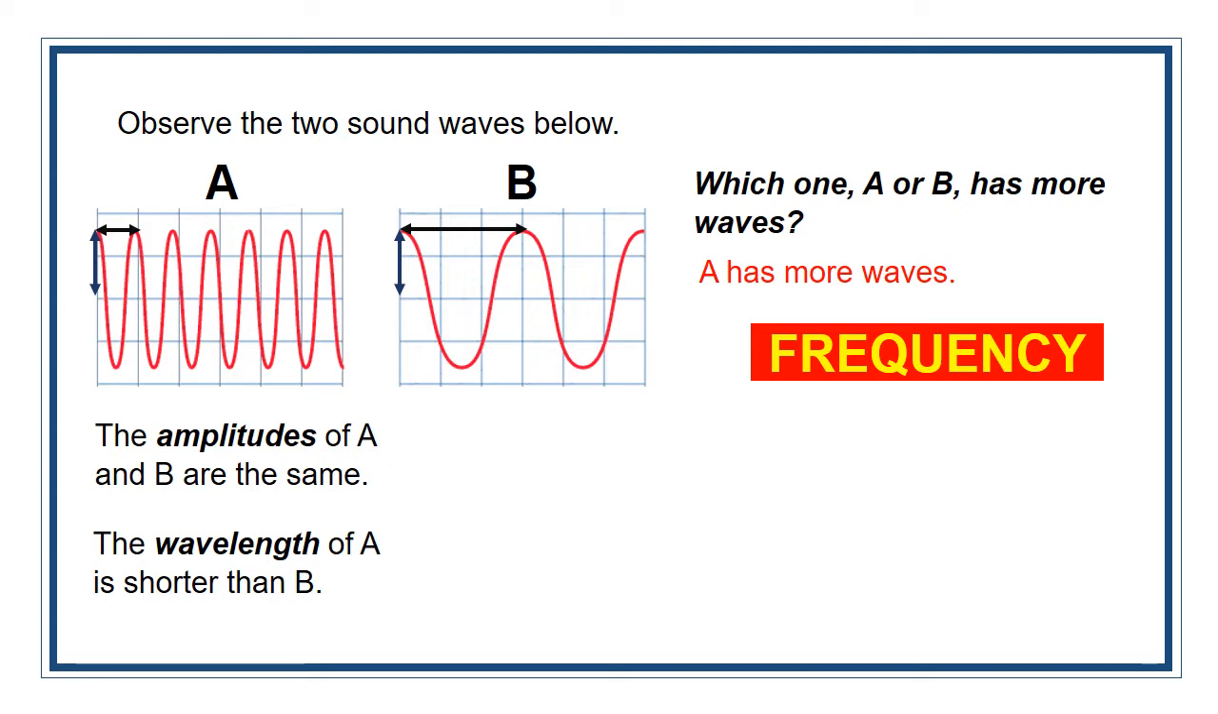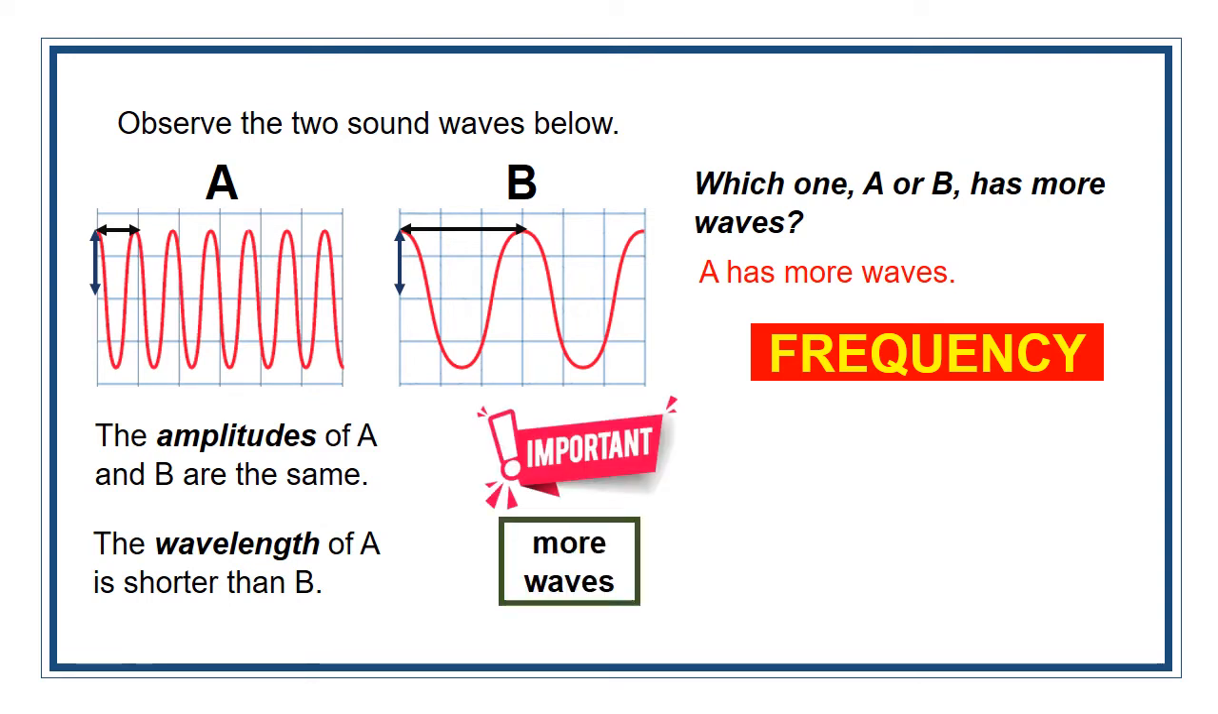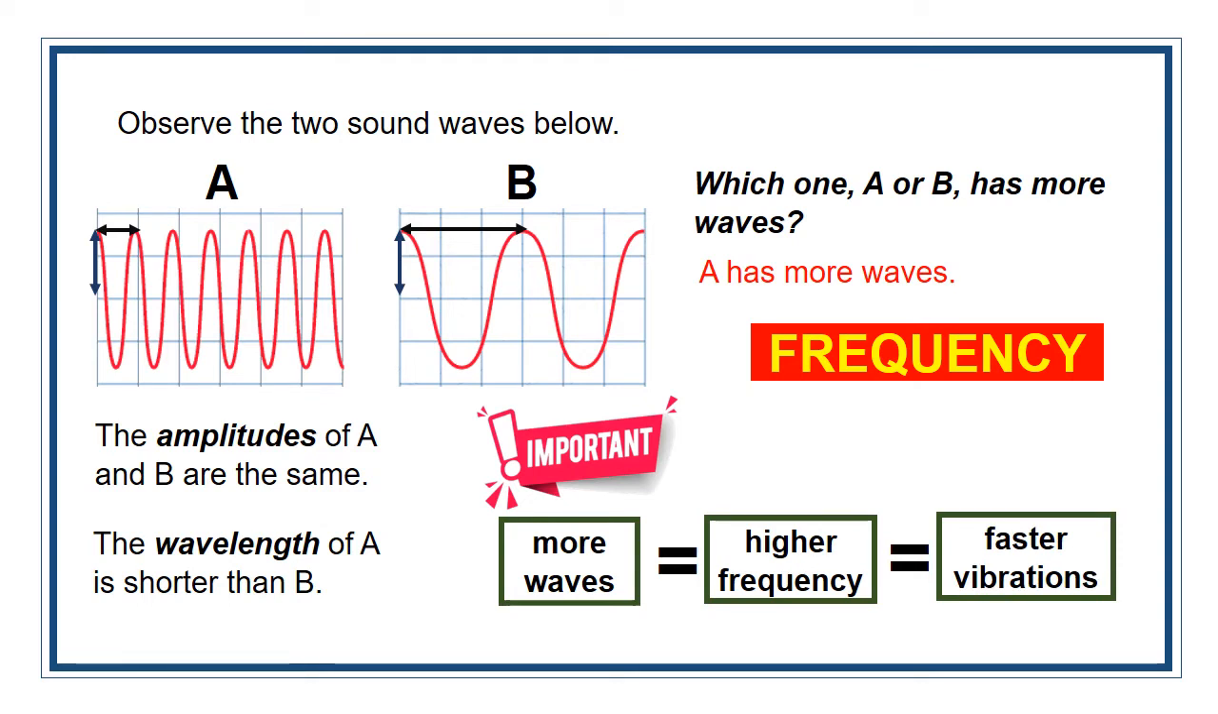If it has a shorter wavelength, that means it will have more waves, and if it has a longer wavelength, then it will have fewer waves. Now I want you to remember that more waves means higher frequency, and higher frequency means the vibrations are faster. Do you understand? Okay.